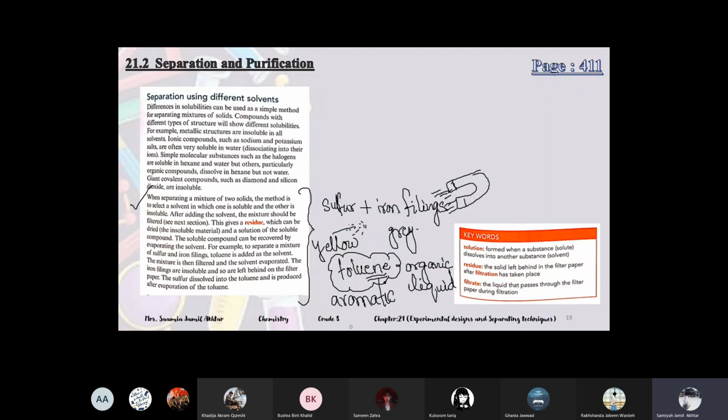So we will use toluene as a solvent, and in toluene sulfur will dissolve and iron will remain insoluble. First we will filter it, iron filings will be separated out, and then we can evaporate the toluene to get sulfur. So it's the same process but a different example. So you have two examples of selecting a suitable solvent. If any question asks you to give an example of separation using different solvents, or separation using a suitable solvent, you can give any example from these two.